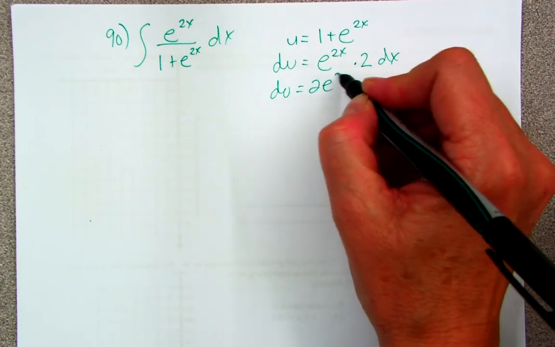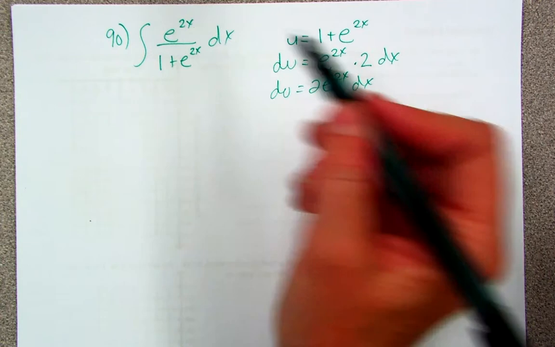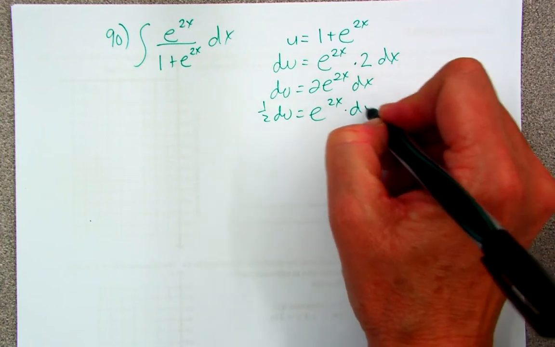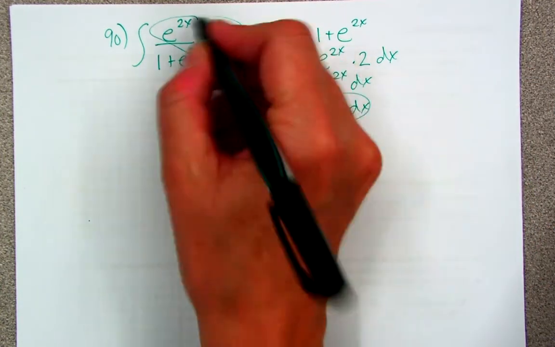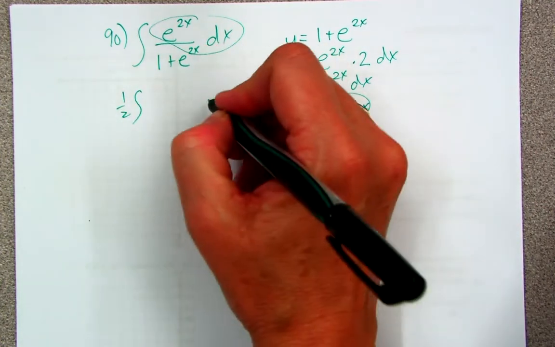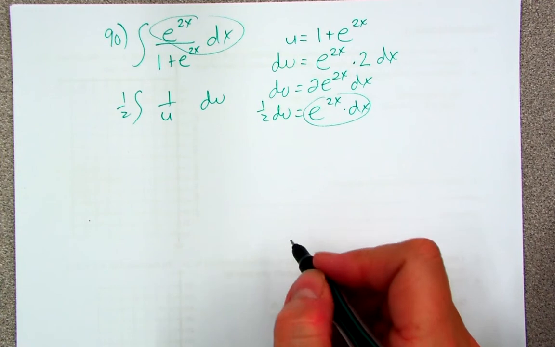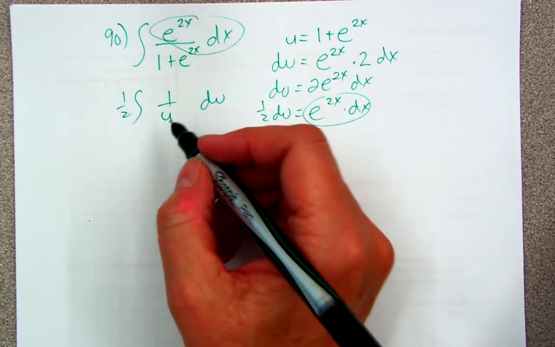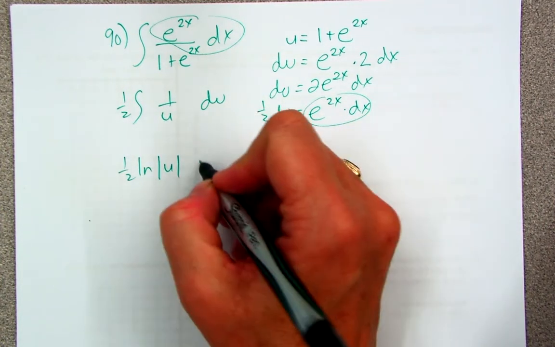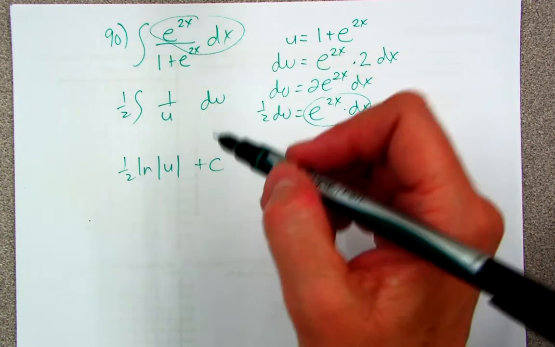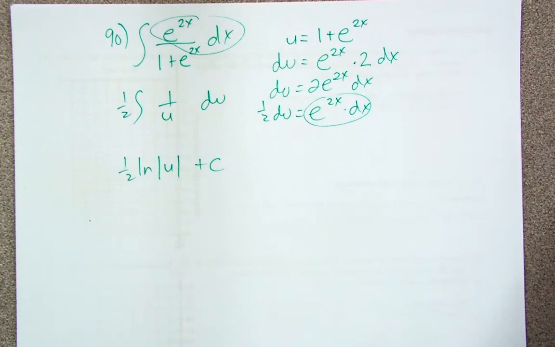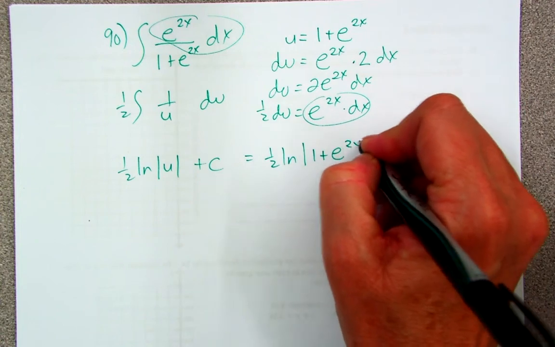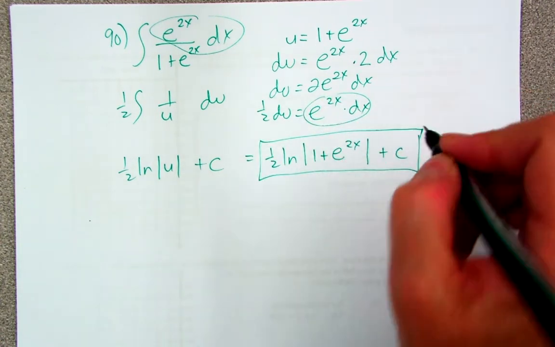Let me rewrite that. And so here's my e to the 2x. This will be u. I don't need that 2, though, so it's 1 half du equals e to the 2x times dx. So this part here will be substituted by 1 half du. 1 half, put my du, so it's 1 over u. Well, we know from section 5.2 that when we integrate 1 over u, that's really the natural log. And again, this is an indefinite integral, not a definite, so I have to put my plus c. Now I need to go ahead and resubstitute in my u. And I'm done with that problem.